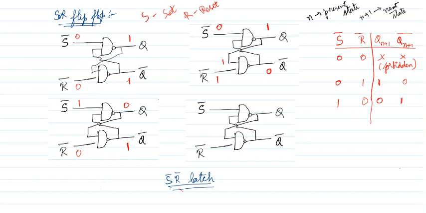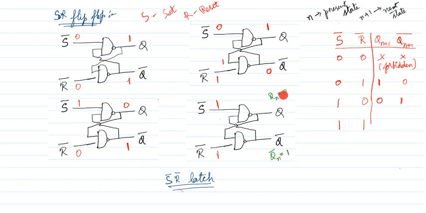Okay, then we go into the last combination. S bar is 1, R bar is also 1. When both are 1, I cannot start the analysis, because for a NAND gate I can start the analysis only where the input is 0. So let me use some other color to show the past. Past means Qn equal to 0, Qn bar equal to 1. Let me assume the past values are Qn equal to 0, Qn bar equal to 1.